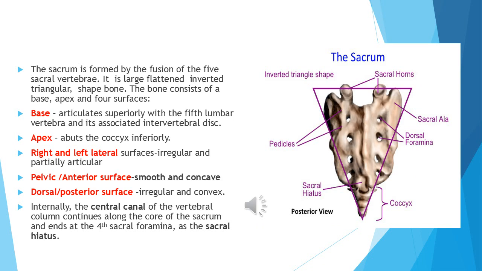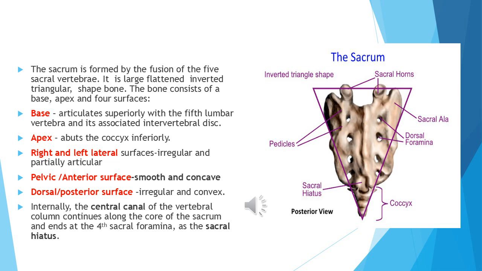The sacrum is a large flattened triangular bone. It is in the shape of an inverted triangle and it is formed by the fusion of five sacral vertebrae. So it is triangular in shape. It has a base, it has an apex, and it has four surfaces: pelvic, dorsal, and right and left lateral surfaces.